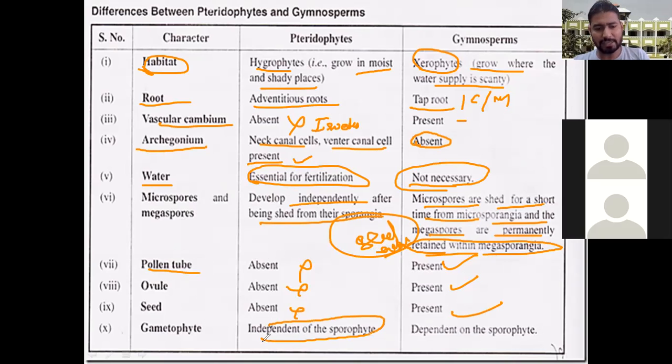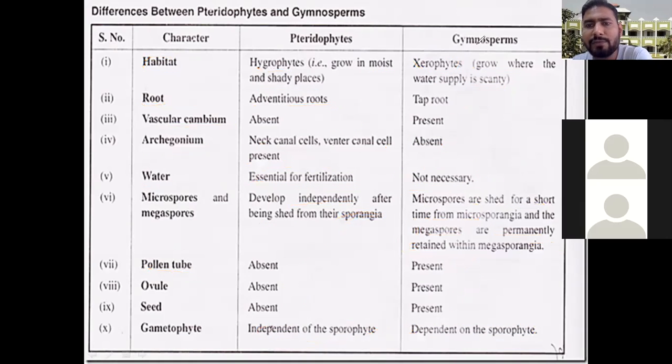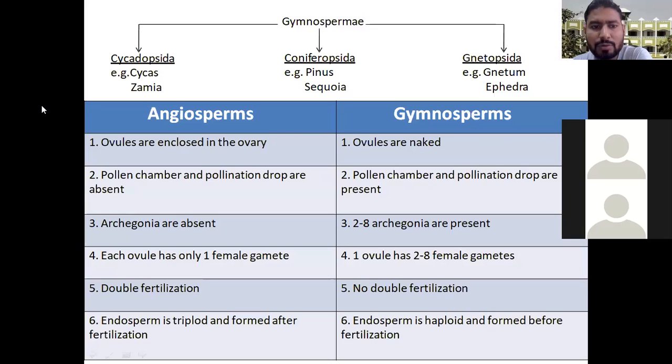The gametophyte is independent of the sporophyte in pteridophytes. I told you the gametophyte is there and it is also independent. But in gymnosperms, it is dependent on the sporophyte. So this is the overall story about gymnosperms and the difference between pteridophytes and gymnosperms.